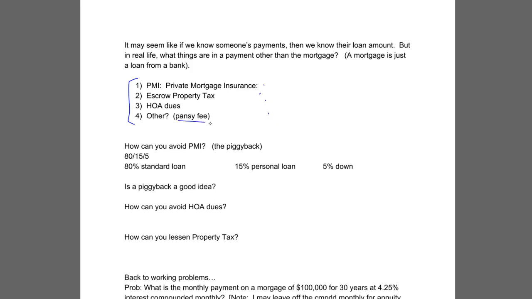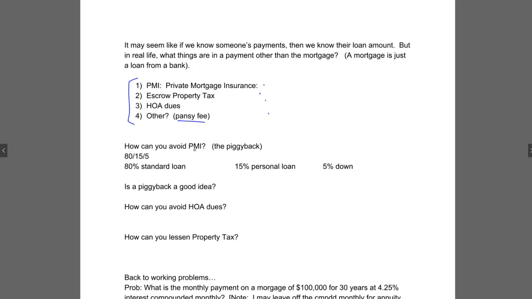I know, like Hometown is near where I live, and I don't live in Hometown, but it's near there. And they have something called a pansy fee, like for the flowers, like for actual pansies. They actually have a fee every month. They pay for pansies to be planted around. So it's just like crazy dues. How can you avoid each of these things, or let's think about them, like PMI.